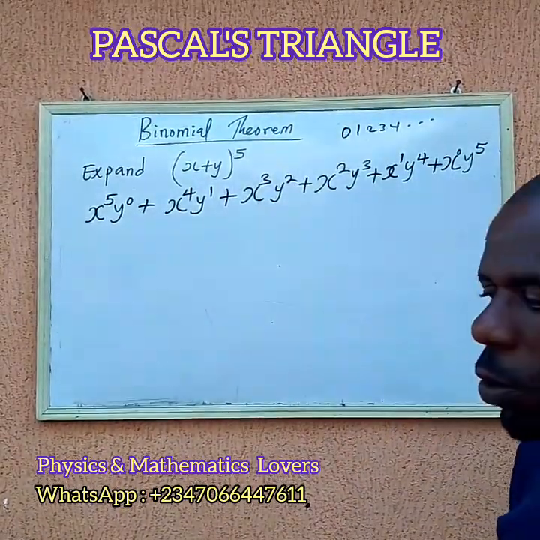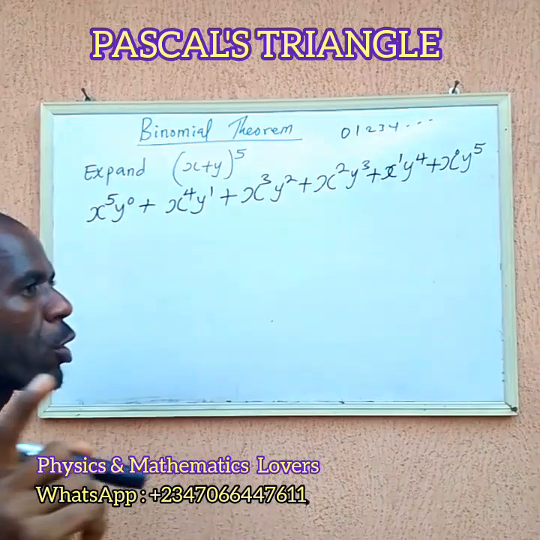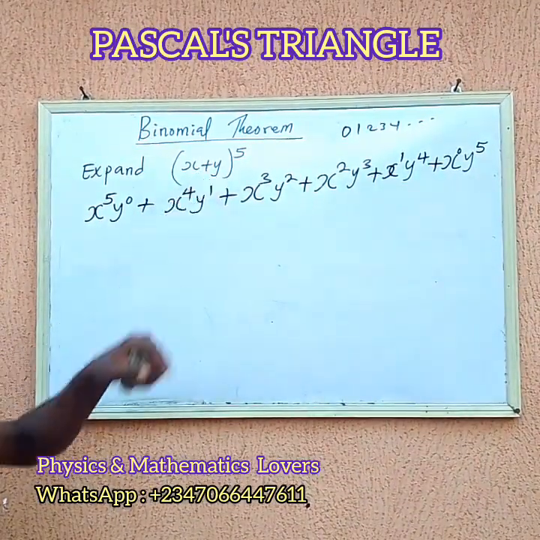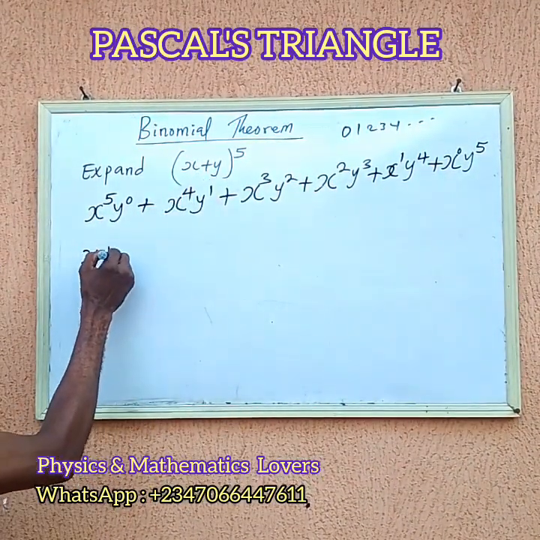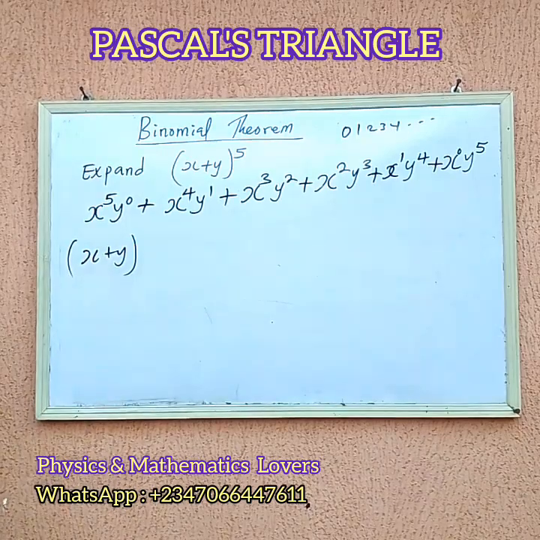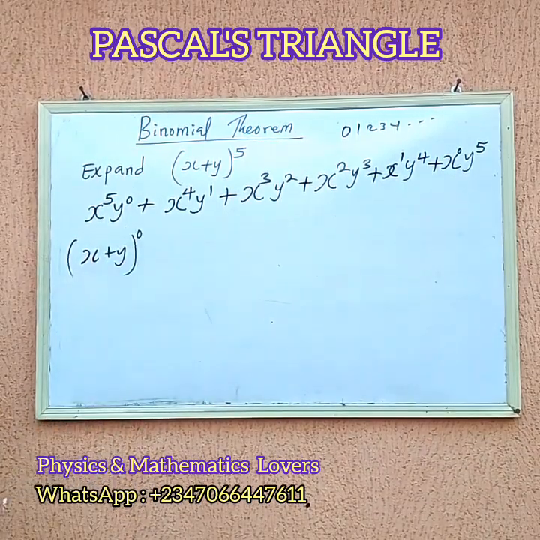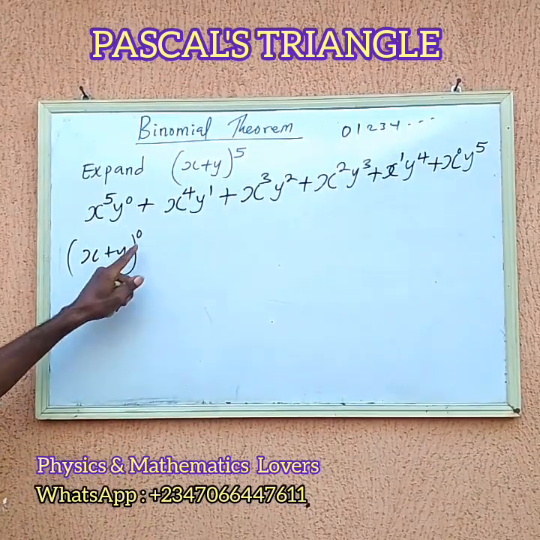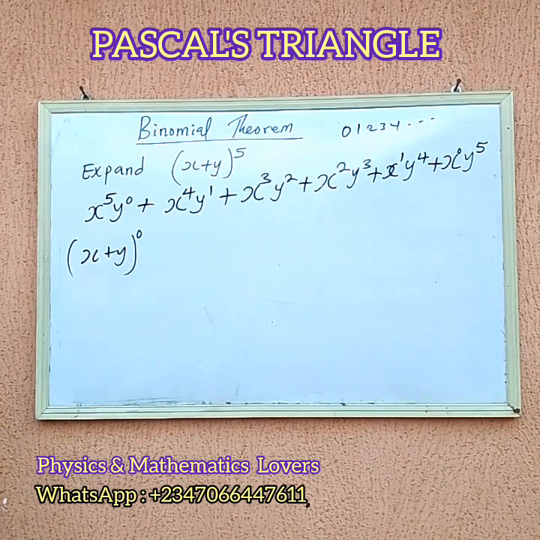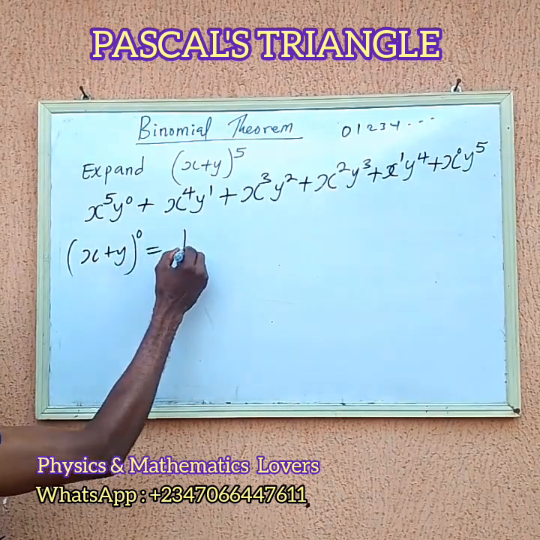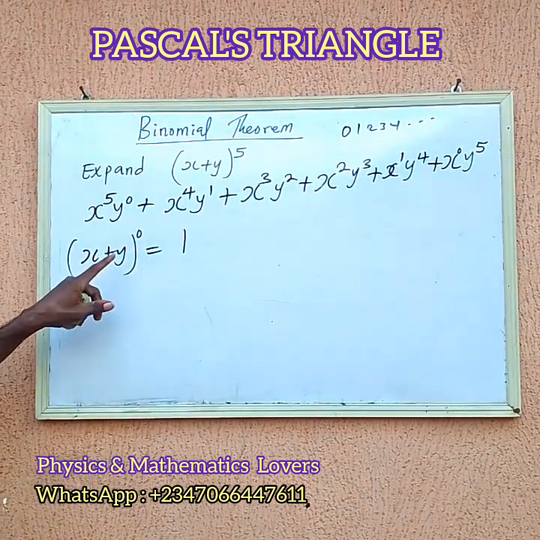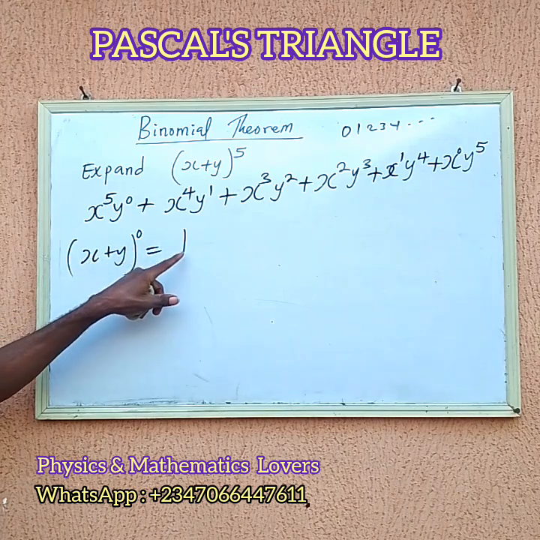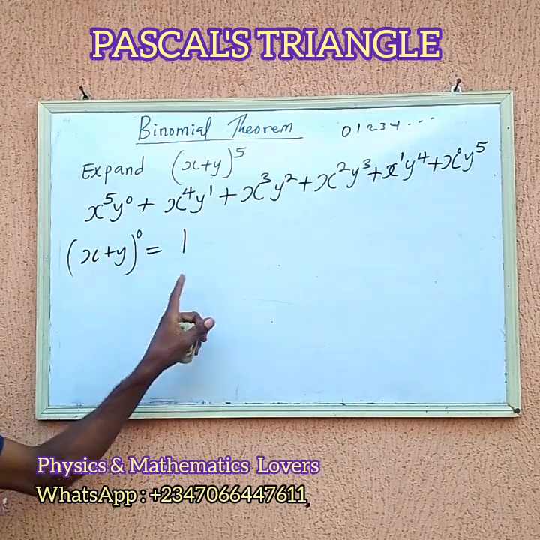So how does Pascal triangle look like? Remember that in algebra we have x plus y here. If I have x plus y, now the power has to start from 0. Okay, it must begin from what? 0. And we are told that whatever is raised to the power of 0 is going to give us 1. So if I have x plus y raised to the power 0, it means that the coefficient of both x and y there is 1.